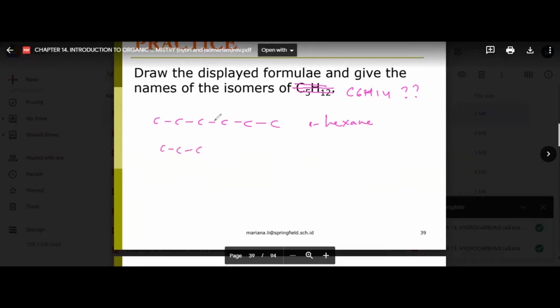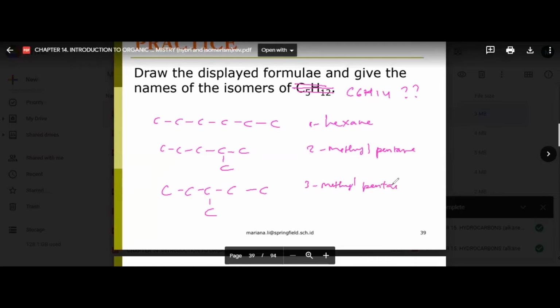So now I will remove 1. So the longest chain is only 5 now. 1 as the branch, I will put at the second C. So this is 2-methyl pentane. What if I move the branch to the third C? Can we? Yes, we can. Since the names differ, they are different compounds. So this is 2-methyl pentane, while this is 3-methyl pentane.